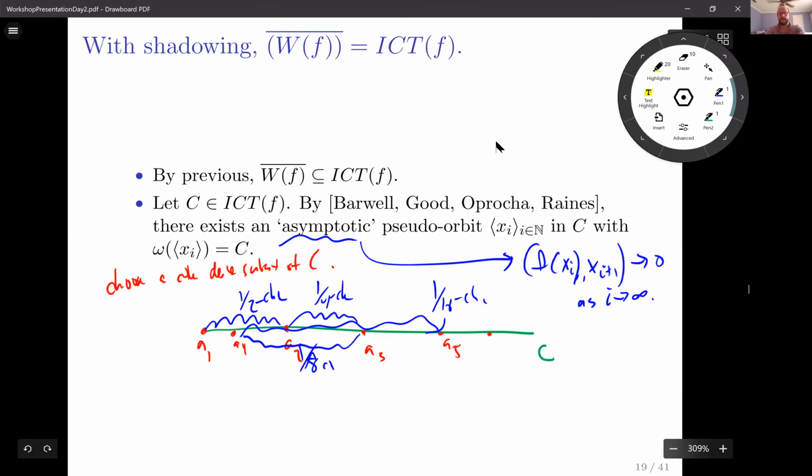Okay? And if we've chosen this carefully, this sequence, this asymptotic pseudo-orbit, will always have the closure of its orbit, no matter where we start, equal to C, and it will fill up C. So that right there is our starting point.